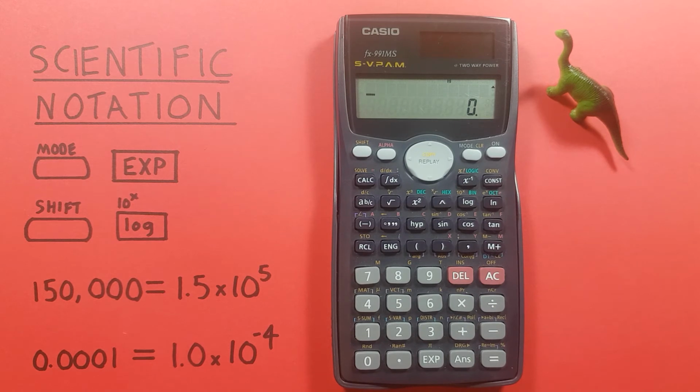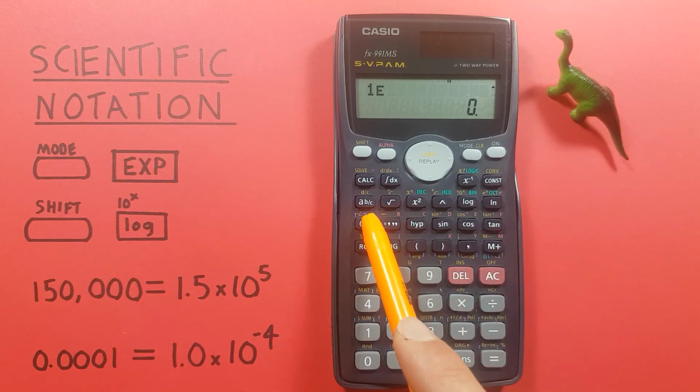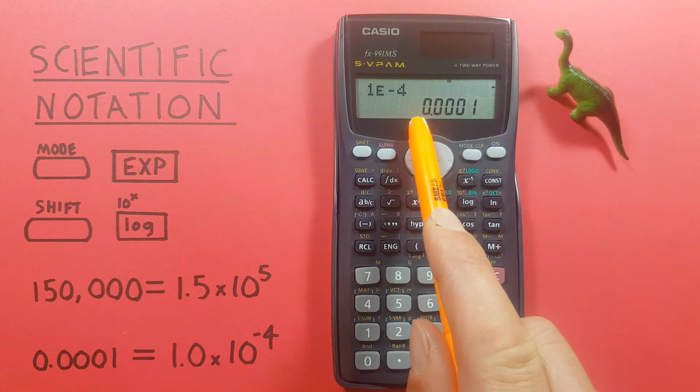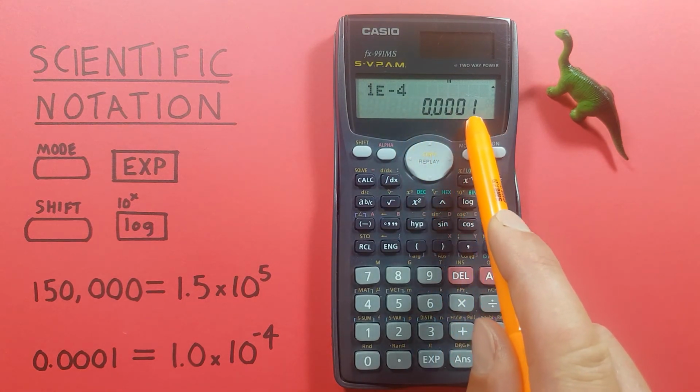And again, we can do this with small numbers, like let's say our 1 times 10 to the power of -4. Well, there's 1, E, -4, there we go, equals, and that gives us our 0.0001.